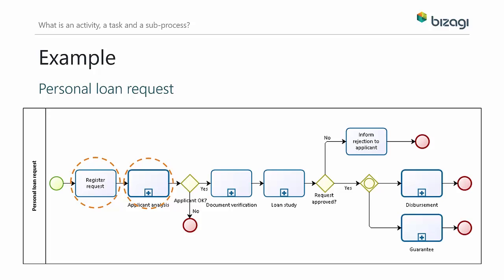Other subprocesses, such as document verification and loan study, have been declared as embedded. For example, the loan study subprocess has a particular structure that only applies for personal loans and will not be reused.